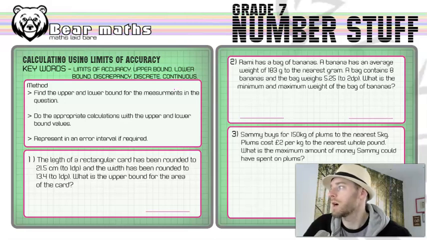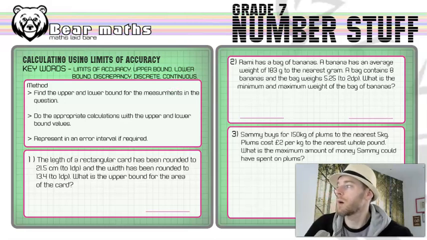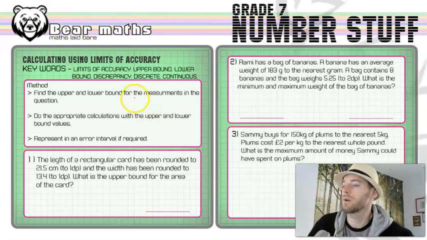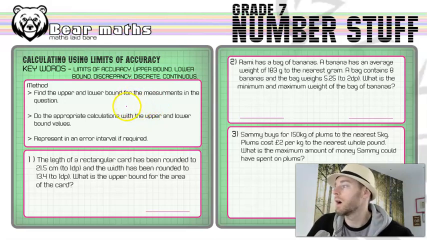Now, in the method, we are saying that we can find the upper and lower bound for the measurements in the question, not always necessary to find both. In the second step, we would do the appropriate calculations depending upon what the question is asking you, with the upper and lower bound values if you need to do both, and then you do the representing in an error interval if you've been asked to at the end of the question.